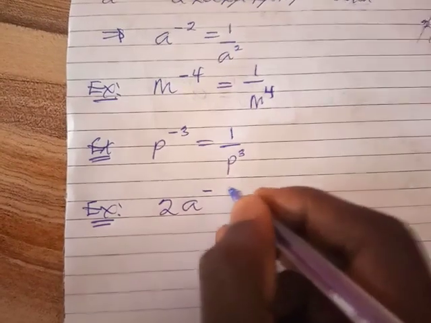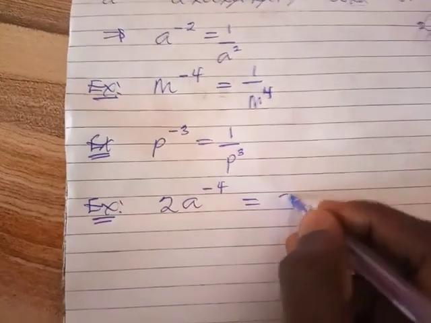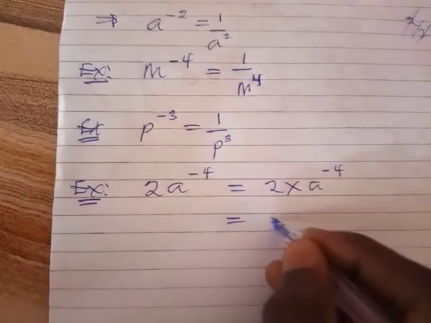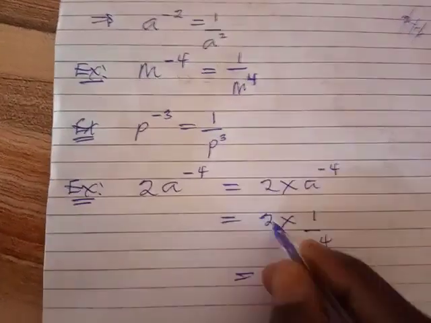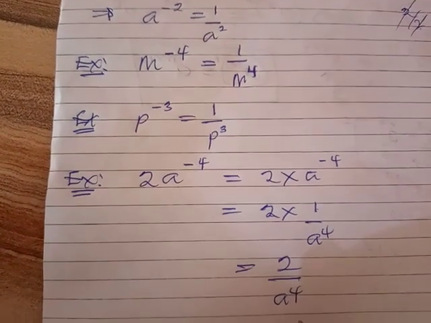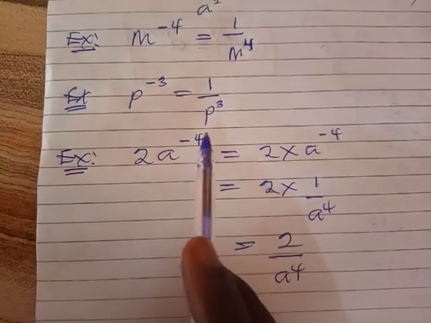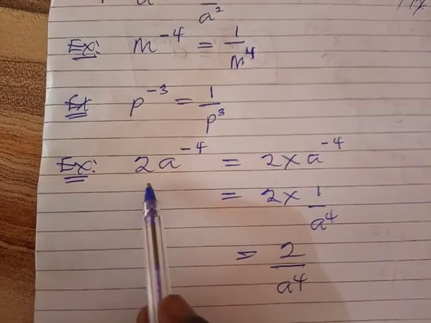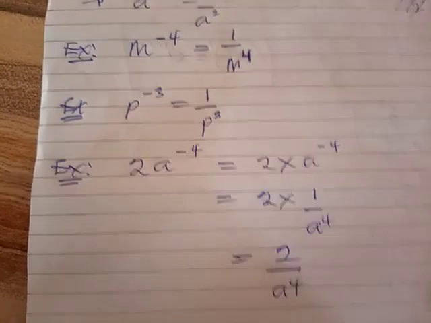Let's say I have 2a exponent negative 4. 2a exponent negative 4 means 2 times a exponent negative 4. So this can be written as 2 times 1 over a exponent 4. 2 multiplied by 1 is 2, all over a exponent 4. So when you have a number multiplying a variable with a negative index, you can quickly write the number over the variable to the same exponent, but this time it is positive.